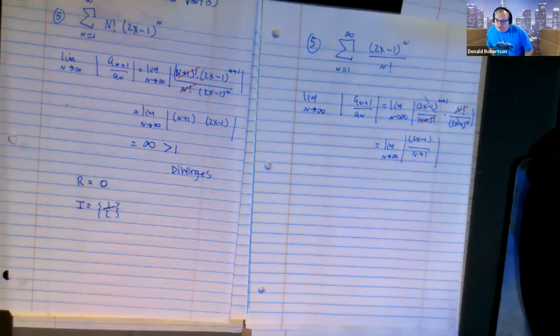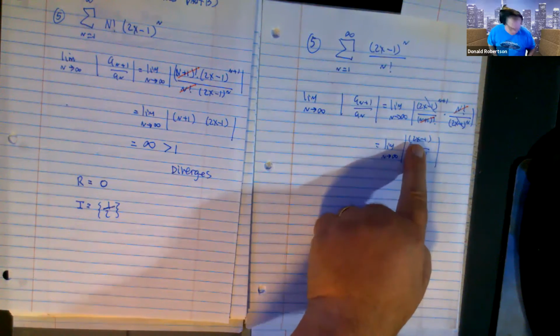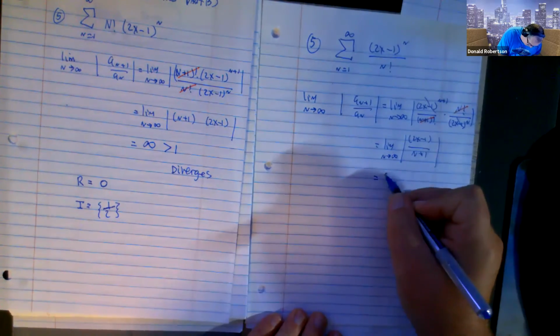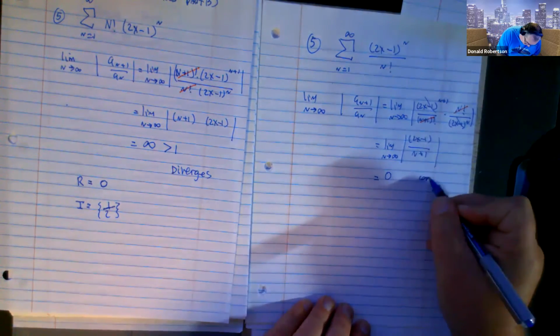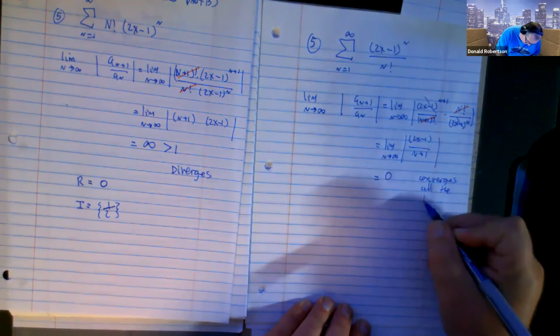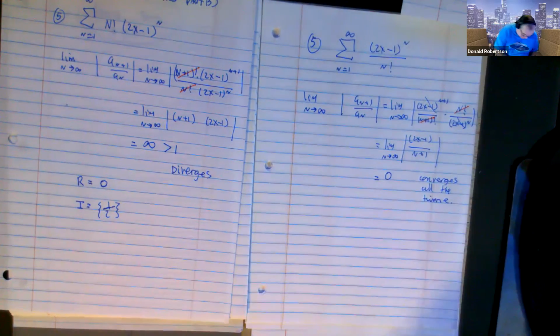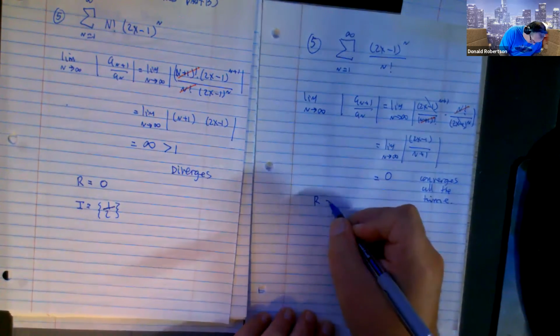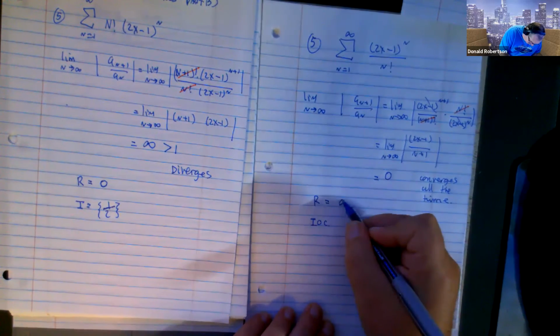Now, the top doesn't really matter. You can pretend it's 1. But would you agree that brute force, this ends up being 0, no matter what the x is? And this is a different special case. Wait a minute, it converges all the time. Right, doesn't matter what x is, it converges. It still has a radius of convergence and it still has an interval of convergence. Its radius of convergence is now infinity.